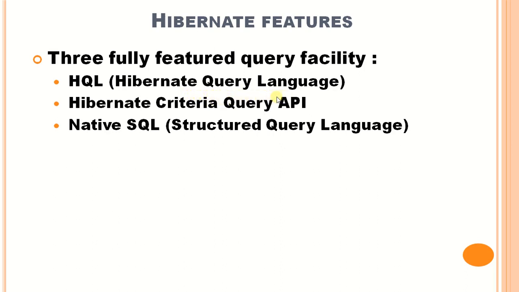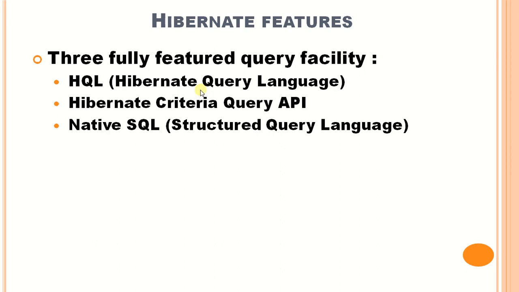Actually criteria API is what? This is application programming interface in which some of the classes, abstract classes and interfaces are given. By calling the methods of these classes or interfaces, you can execute any particular query. So here the code will be Java code, means method call will be written to execute a particular query.